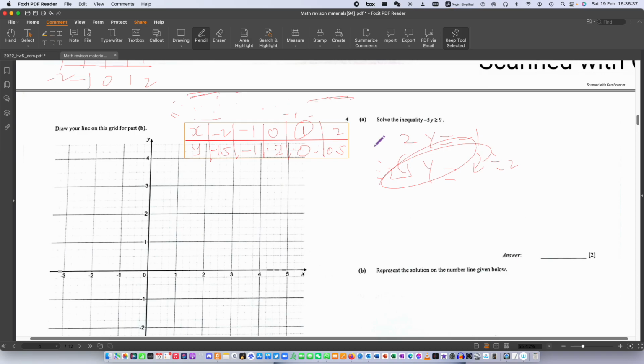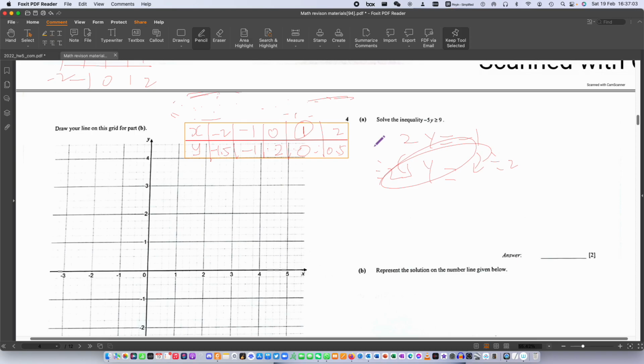It will be x smaller than negative 1.9. How do you convert this to this? Very simple. Just ask yourself. This is the bigger side, this is the mouth open. This is the close. So you look at it like this.